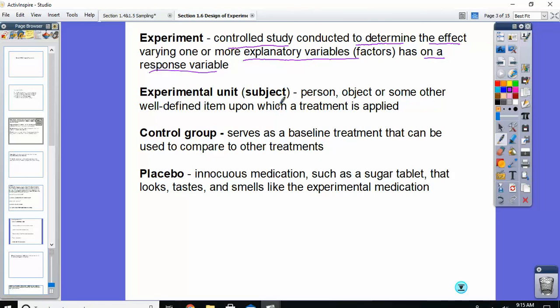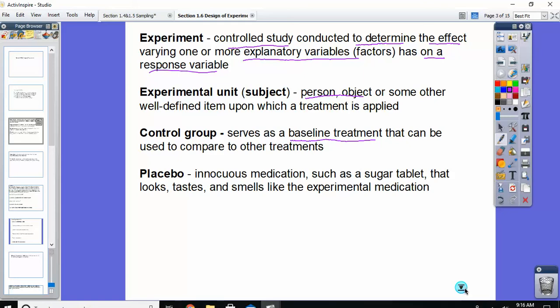The experimental unit is your subject. It's just the person or object that you're applying your treatment to. The control group is your baseline treatment, and you're using them to compare to everyone else. And a placebo, that you've probably heard of this, it's just something that looks, smells, or tastes like the experimental medication, but it's not. It's like a fake, so people don't know if they're getting the real thing or not. Again, pause this to write down your definitions.